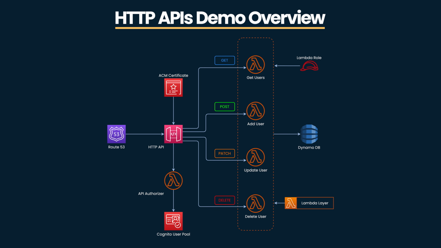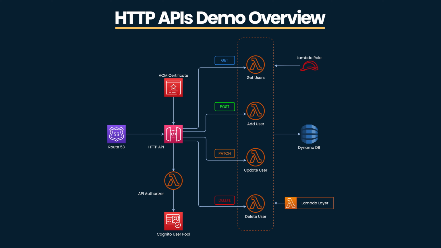I'm using DynamoDB as my backend database and will be importing some mock user data which we'll be interacting with using our API endpoints. Next, we have 4 Lambda functions, one for each HTTP method, that is get users, add users, update users, and delete users. And these functions perform basic CRUD operations on our DynamoDB table. We'll also create a Lambda layer where we'll have some common utility functions and files, and we'll use this Lambda layer in all our Lambda functions.